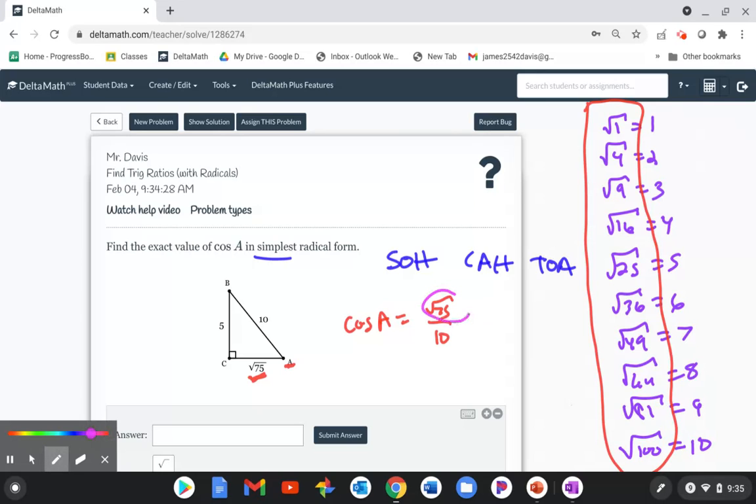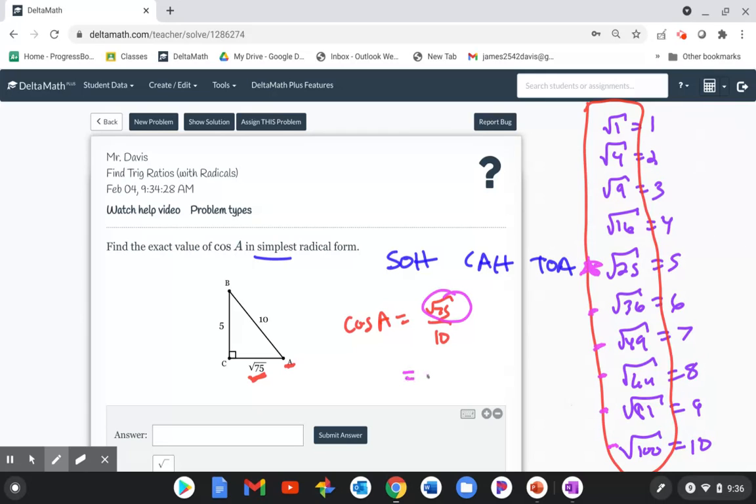So I want to look at the square root of 75 and try to find one of these from this table. So what I do is just kind of start from the top. Try to find one that divides evenly. Just work my way down. So 100 doesn't go into it. 81 does not go into 75. 64 doesn't. 49 doesn't. 36 doesn't. However, 25 does. Bingo. 25 goes into 75.